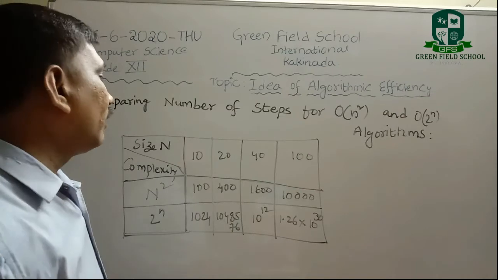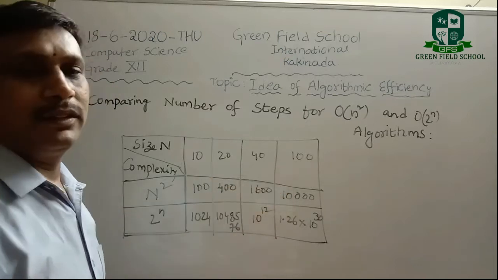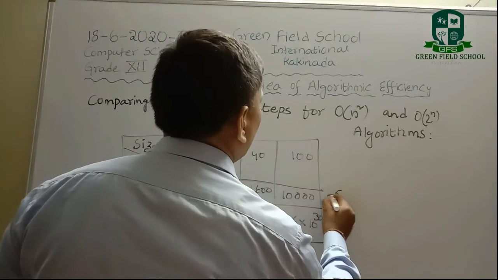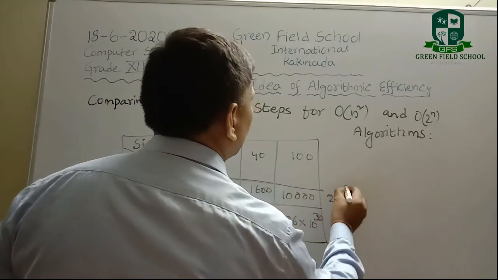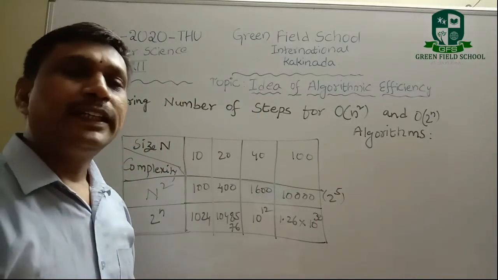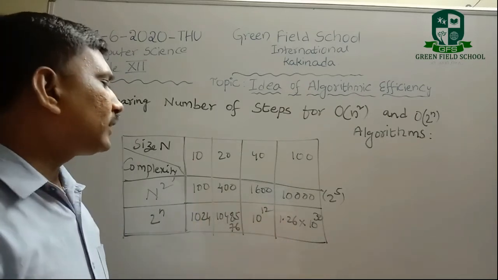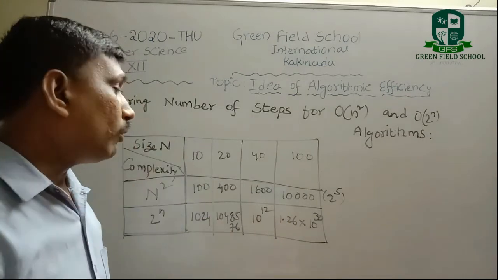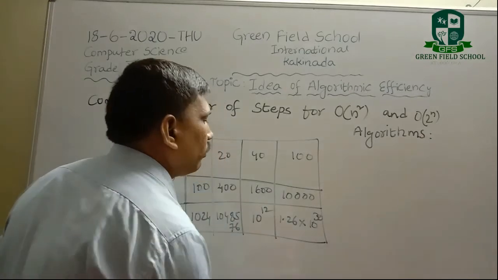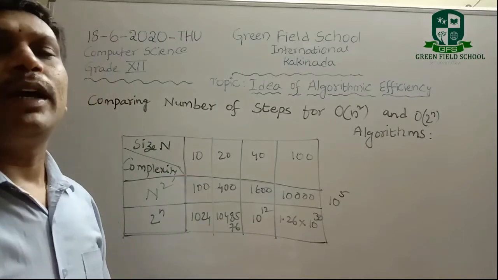1048576. In this way we calculate. When n is 100, then the n square value is 10,000, that is 10 power 4. Then the 2 power n value is 1.26 into 10 power 30.